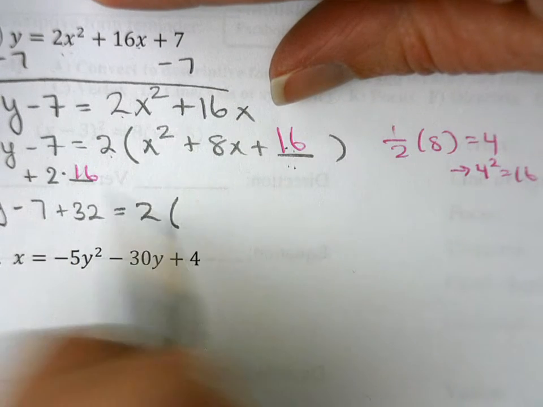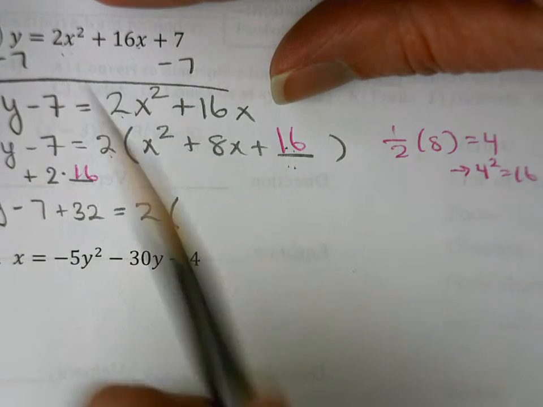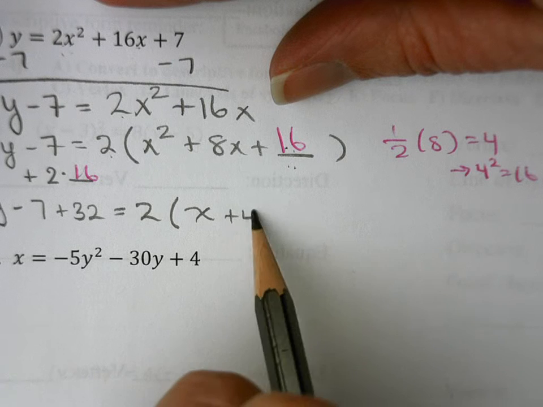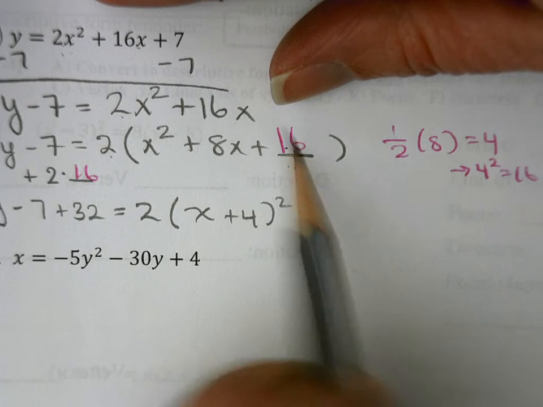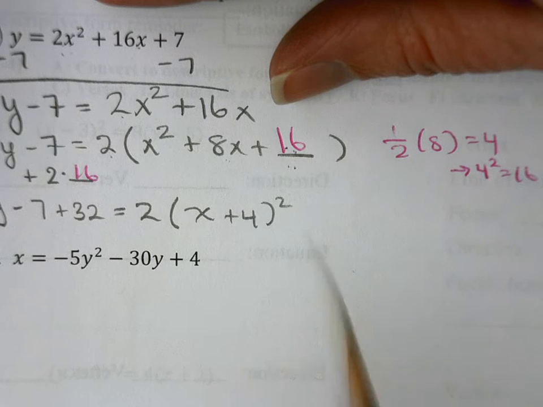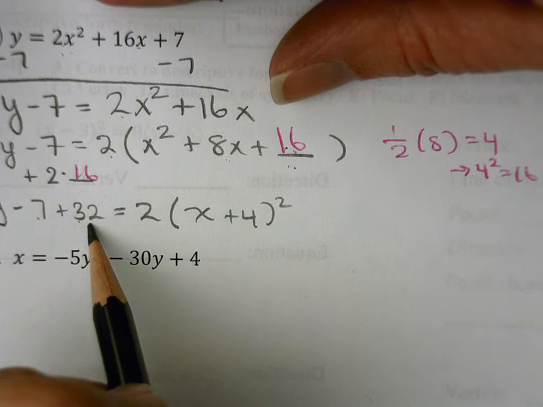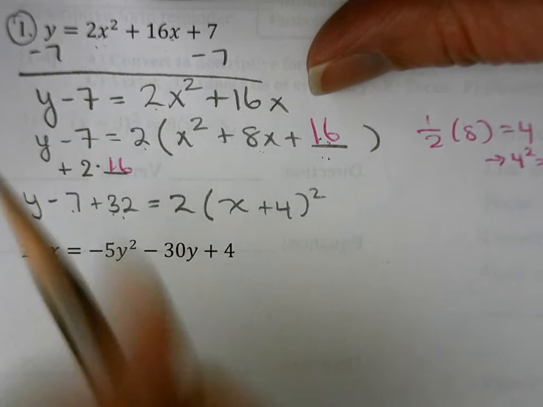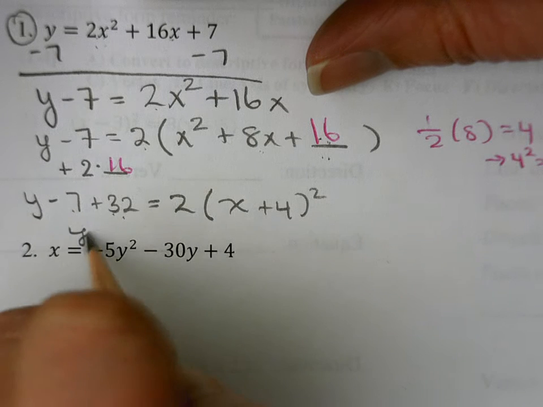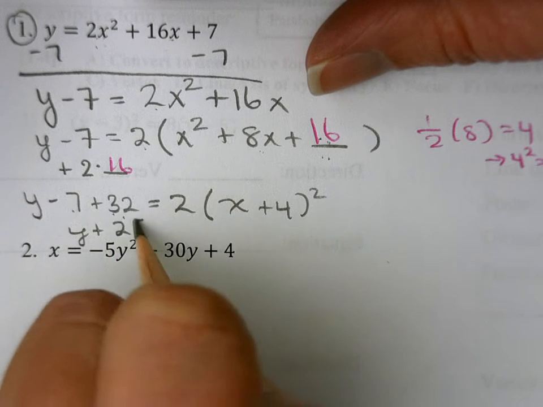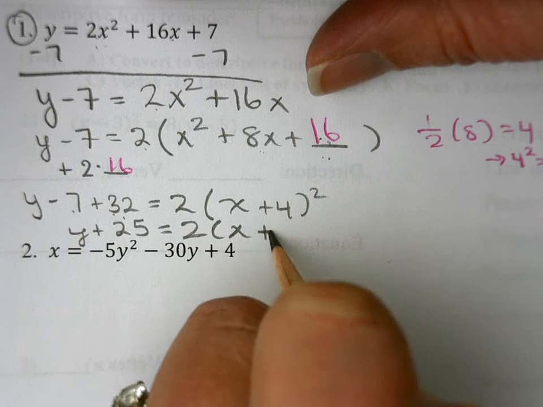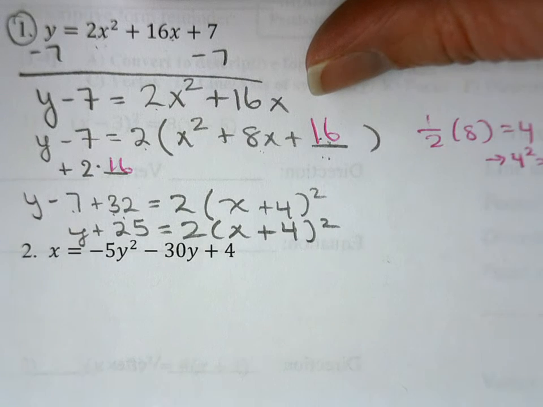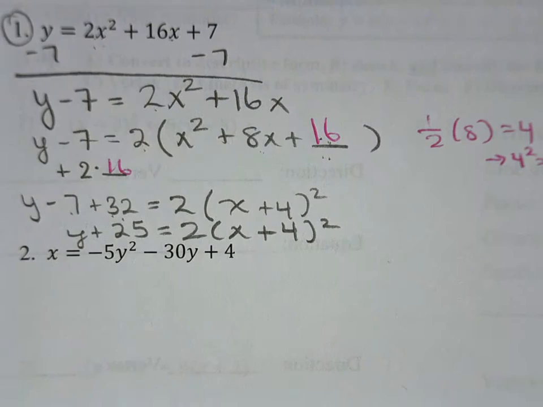And then there's a 2 here. And then I want to factor this, so this would be x plus 4 squared, because 4 times 4 gives me 16, and then 4x plus 4x gives me the 8x. And then I can combine those two together right here. So 32 minus 7 is 25. And then there's my equation, okay?